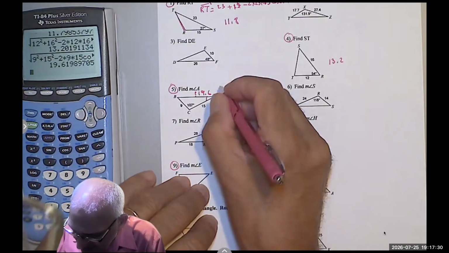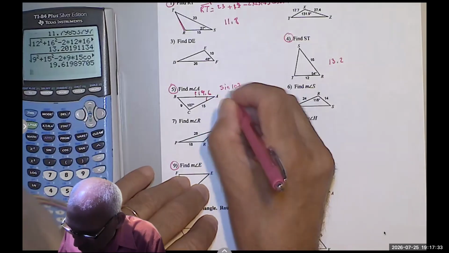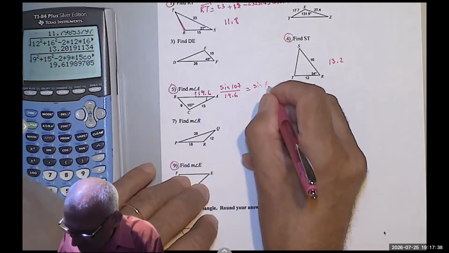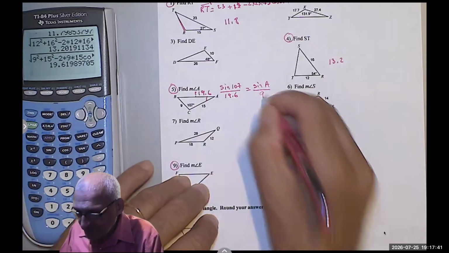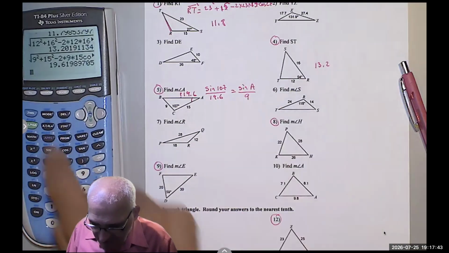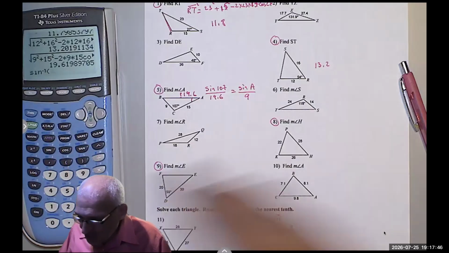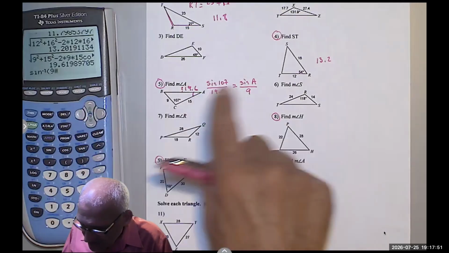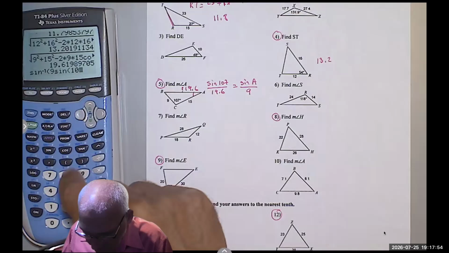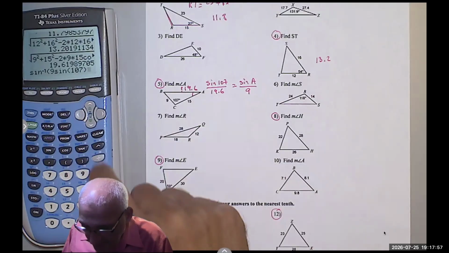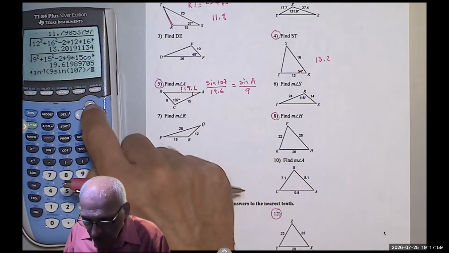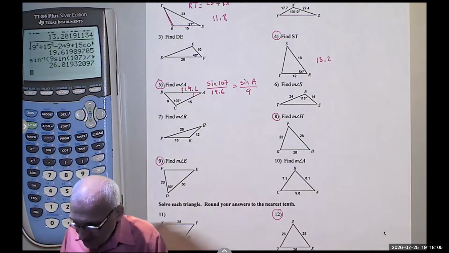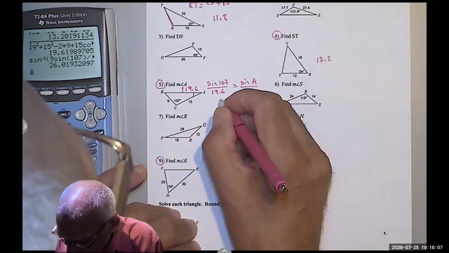But I want to say that sine 107 over 19.6 equals sine A over 9. So to solve for A, I'm going to take the inverse sine. And then between parentheses, I say 9 times sine 107 divided by, and I don't type 19.6, I go to the actual value. Okay? And I get 26, just 26 degrees.